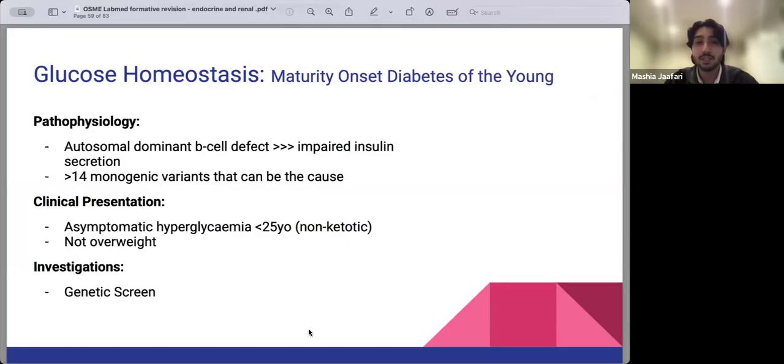There are also some more niche conditions, like maturity onset diabetes of the young, autosomal dominant disorders that lead to impaired insulin secretion. Usually they present a bit later than type 1 diabetes, so you can get it in your 20s, and it can be asymptomatic.